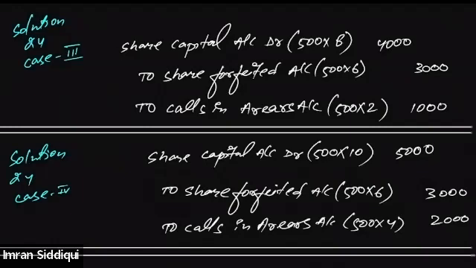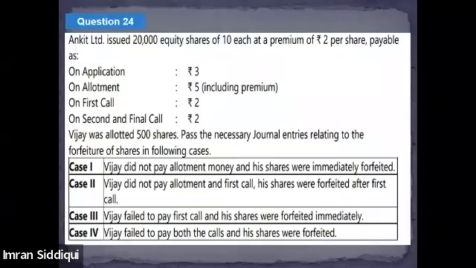Done? Everything is clear till this point? Any doubts? Called up value 10. How did I get called up value? Beta, because it's still both calls. It says Vijay has failed to pay both the calls.